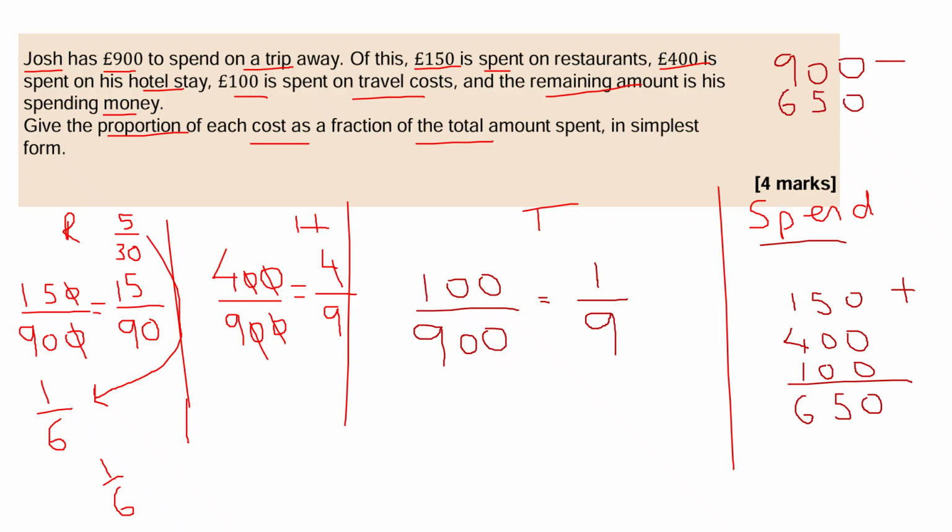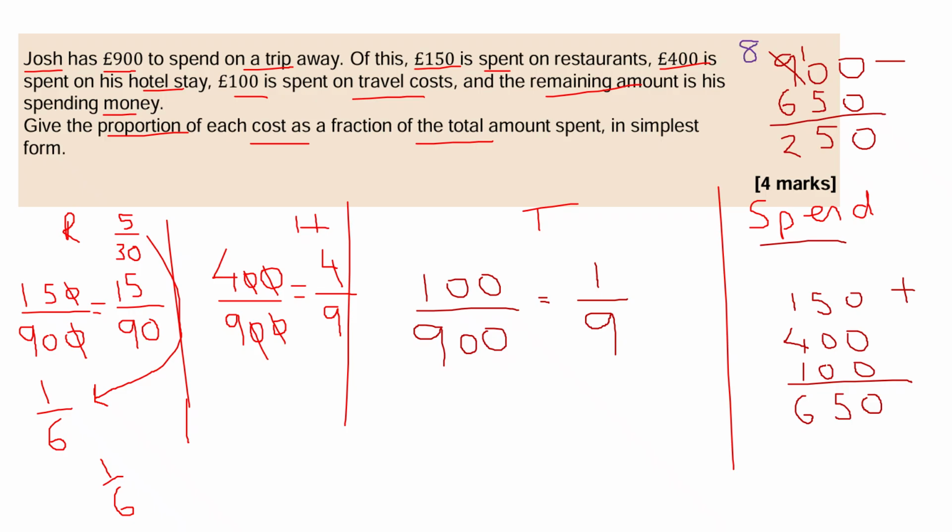Again, working from right to left. 0 take away 0, I cannot do. 0 take away 5, I can't do, so I have to borrow. That becomes an 8, that becomes a 10 now. 10 take away 5 is 5, and 8 take away 6 is 2. So his spending money, guys, is £250.